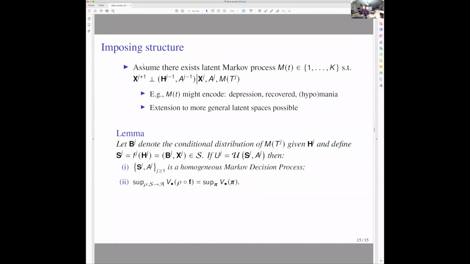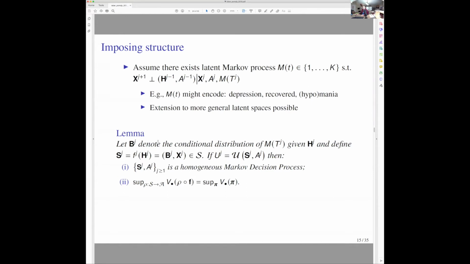So assume that there exists some latent Markov process Mt, which transitions among k latent states, which I'll label 1 through k, so that Xj+1, the observations at time j+1, are independent of the past history and treatment, given the current state: the current observable Xj, the treatment, and this latent state, which you don't observe. So if this structure holds, then we're going to be able to construct a concise summary. So for example, this latent state might encode states like depression, recovery, mania, hypomania in bipolar disorder, but you can generalize it to larger spaces or even continuous spaces. But if you have this structure, then we have the following results.